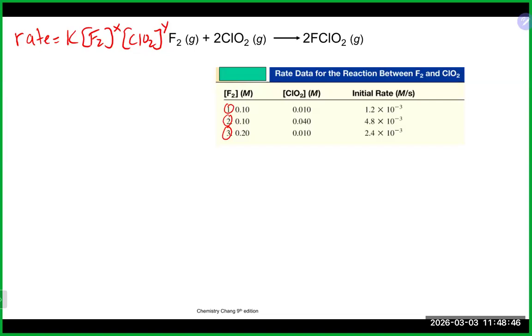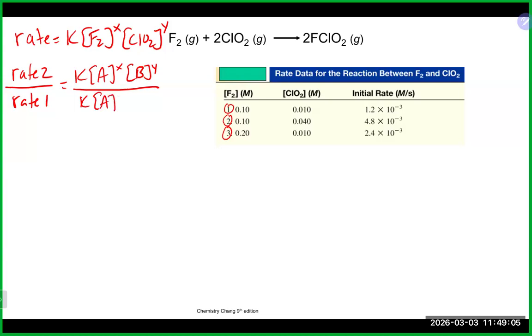So to do that, you can use this generic formula, which is rate 2 over rate 1 equals k, A to the x, B to the y, divided by k, A to the x, and B to the y. So let's talk a little bit about what these are.